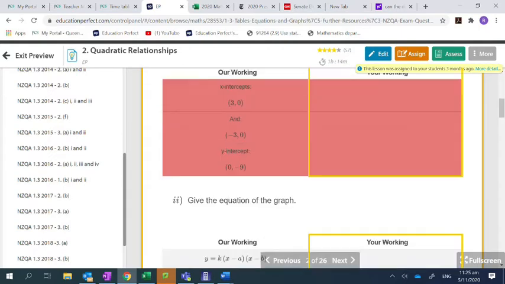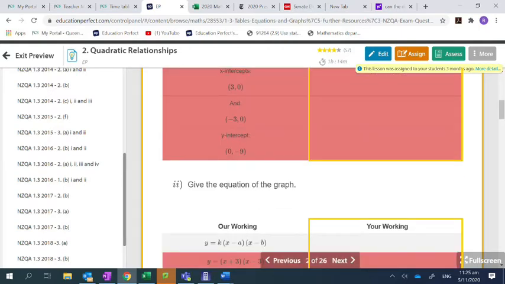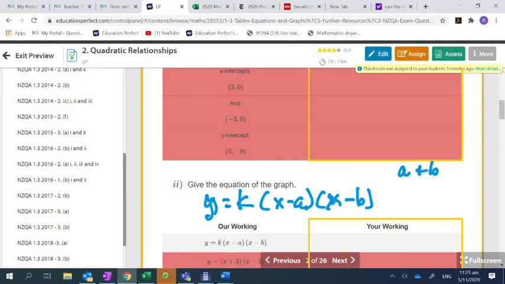Give the equation of the graph. So remember, the equation of any parabola is always y equals k times x minus a times x minus b, where a and b are the x-intercepts, right?